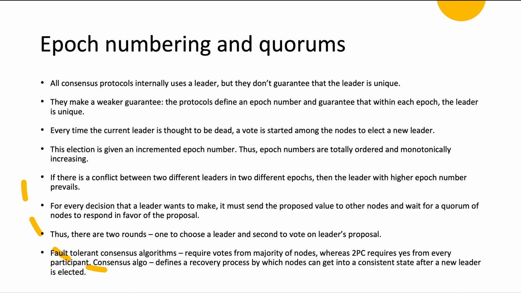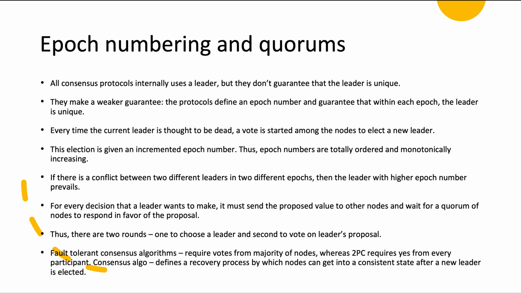But a node cannot make that judgment on its own. Instead, it must collect votes from a quorum of nodes. So for every decision that a leader wants to make, it must send the proposed value to the other nodes and wait for a quorum of nodes to respond in favor of the proposal. The quorum typically includes a majority of the nodes, and a node votes in favor of the proposal only if it is not aware of any other leader with a higher epoch. Thus, we have two different rounds, one to choose a leader and another to vote on the leader's proposal.